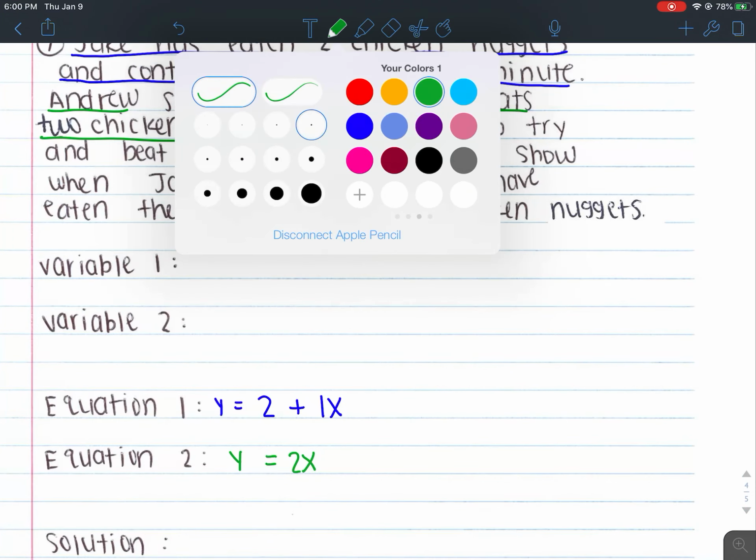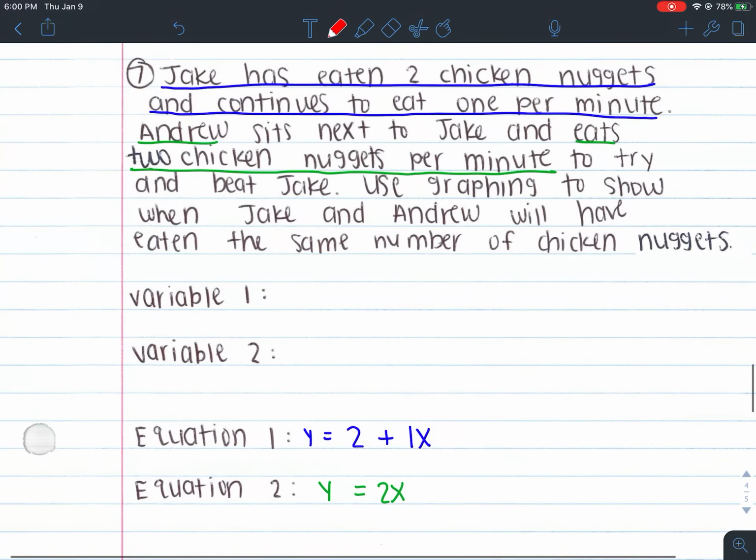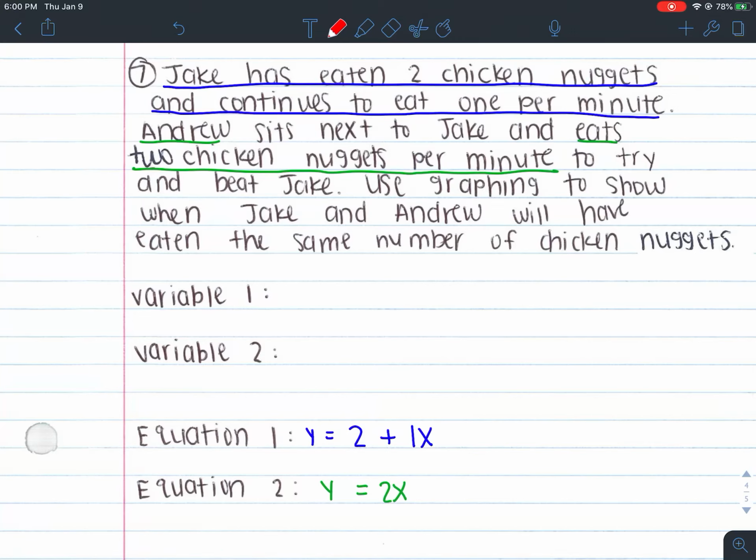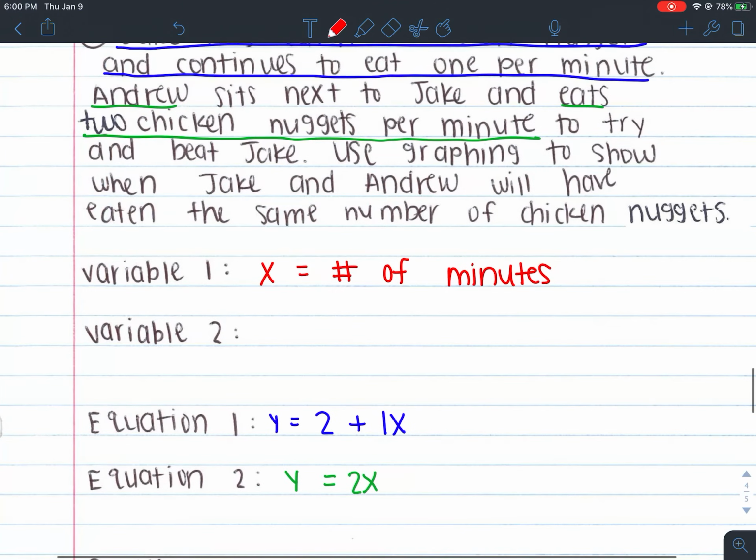So now let's try to come up with what our variables are. So let's read that first equation. How did we get the blue equation again? He eats 2 chicken nuggets already, and then he's eating 1 every what? 1 every minute. So x is going to be the number of minutes. Okay? 1 per every minute. Now, what's happening as the minutes go on, right? What's happening every single minute? They're eating more chicken nuggets. That's the thing that's changing. So y is going to be the number of chicken nuggets.